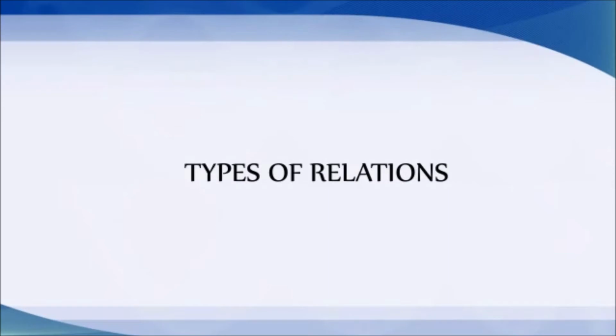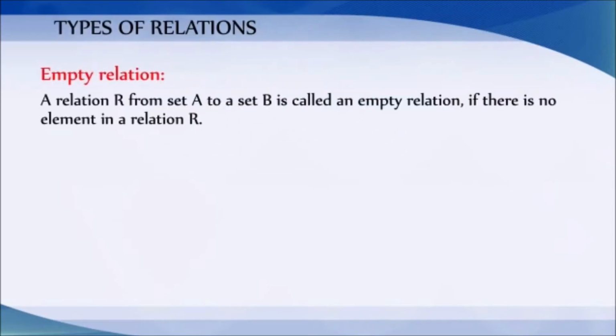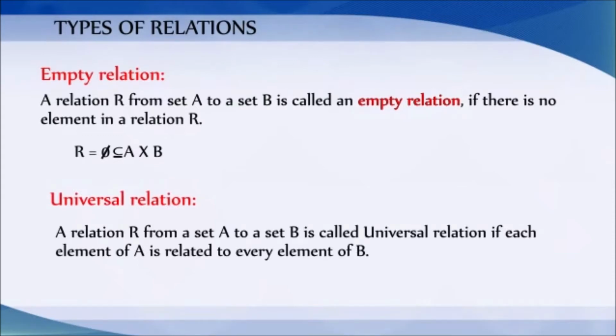Types of relation. A relation R from set A to a set B is called an empty relation if there is no element in a relation R. That is, R is equal to empty set, which is subset of the Cartesian product A cross B. Universal relation. A relation R from a set A to a set B is called universal relation if each element of A is related to every element of B. That is, R is equal to A cross B.